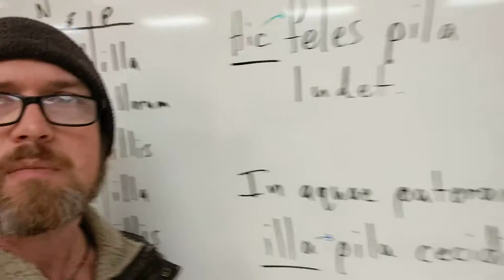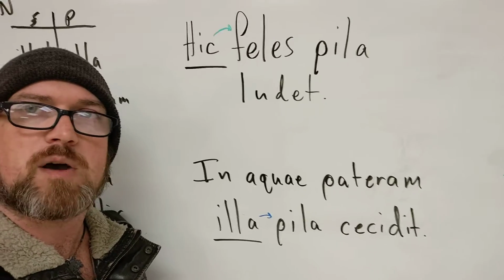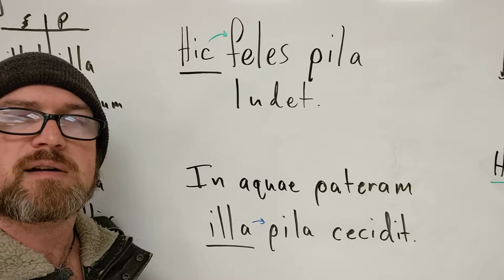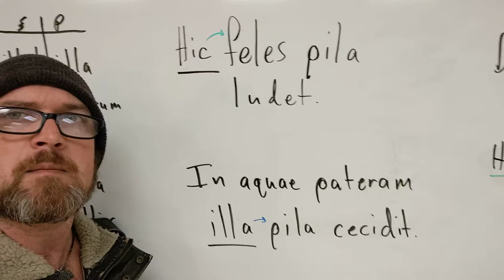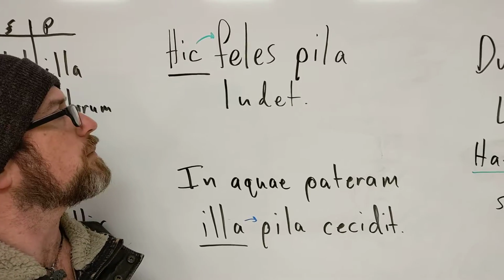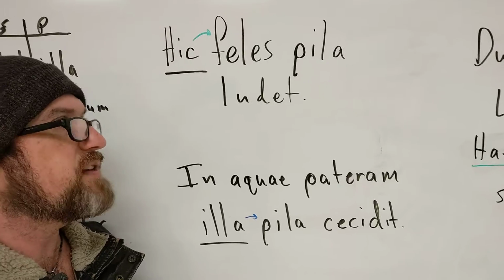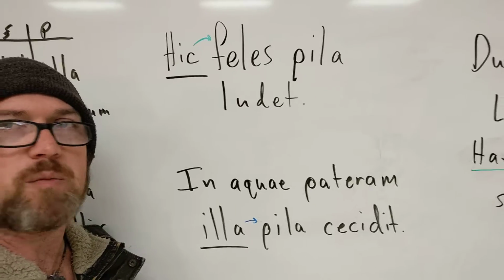Anyway, let's get into some examples of usage. I do have some example sentences written up here for you. So, yeah, let's just keep talking about my cats like we often do. Got a couple of sentences written on the board here. Hic feles bila ludet. This cat is playing with a ball.